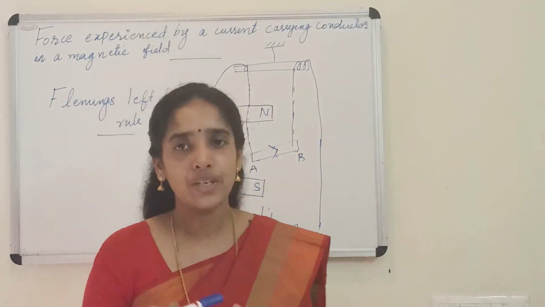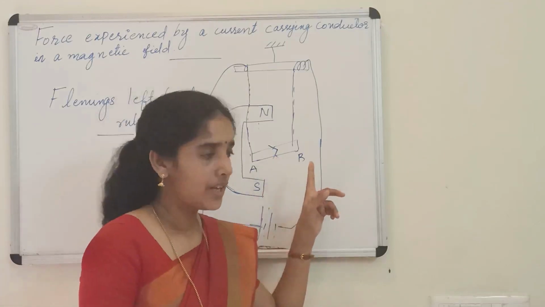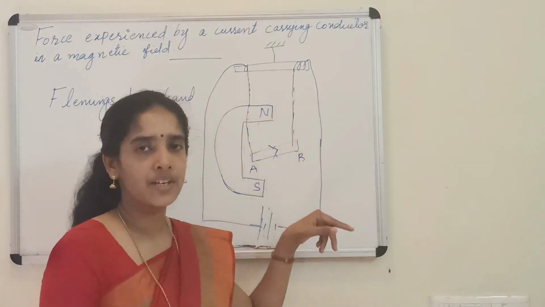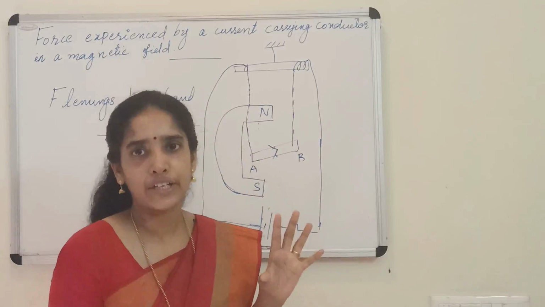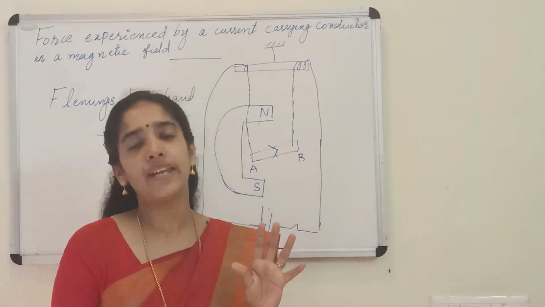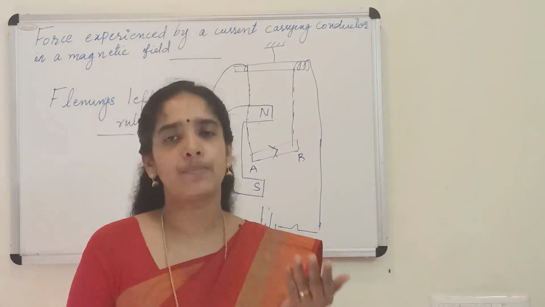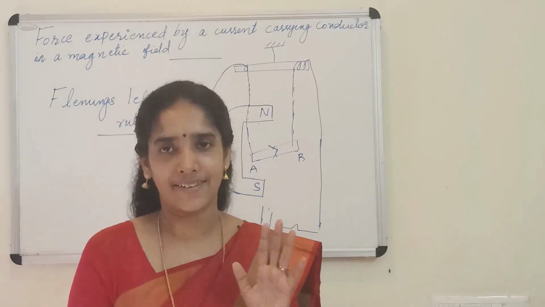And what are the other ways to increase the magnitude of the force acting on the current carrying conductor? One is to increase the current, increase the strength of the magnetic field, and increase the length of the conductor that comes in the magnetic field. These are the ways to increase the force experienced by a current carrying conductor.